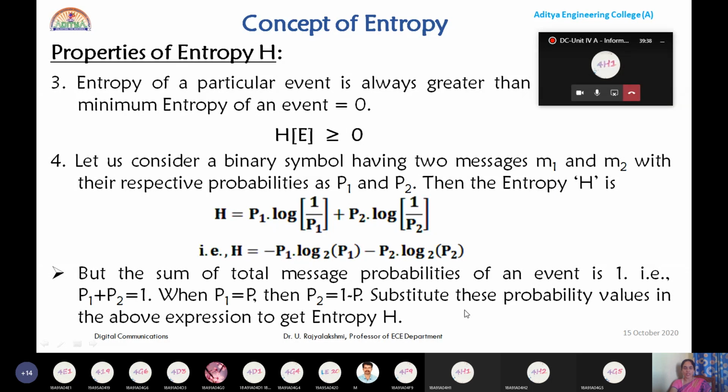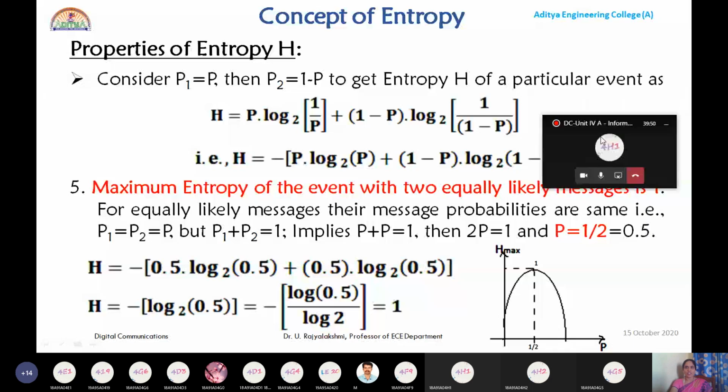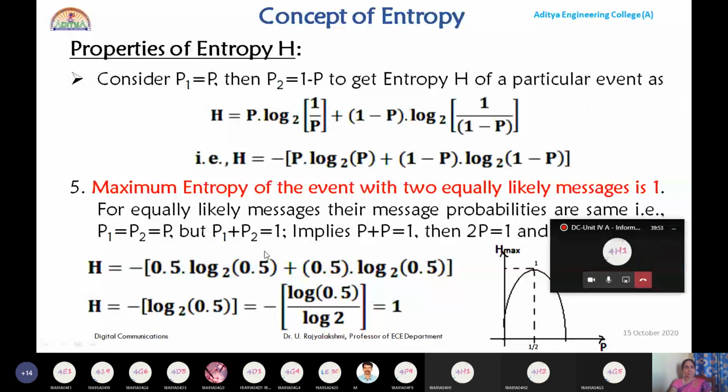Now please substitute these values in the above expression of entropy H. Then how will you get it? Please tell me the expression. If you replace P1 as P, and P2 as 1 minus P, then entropy will be H is equal to P into log 1 by P base 2 plus 1 minus P into log 1 by 1 minus P to the base 2.